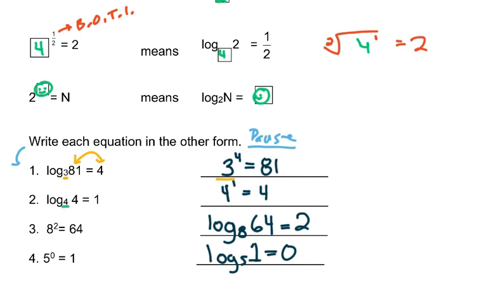2, 4 is the base of our exponent, or our log, so it's the base of our exponent. And then we'd switch the next two. 3, 8 is the base of our exponent, so it's the base of our log, and then we switch the next two. And then 5 is the base of our exponent, so it's the base of our log, and then we switch the next two.